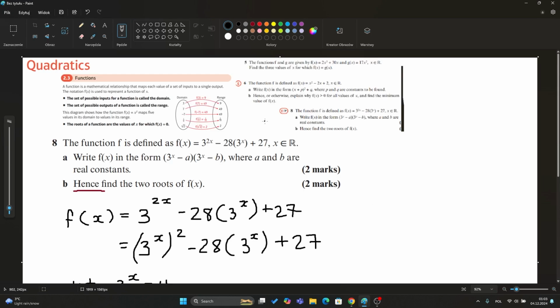Now I hope this helped you, and I hope that you'll be able to do the exercise 2e. Also look around the internet for some function questions like Maths Genie.